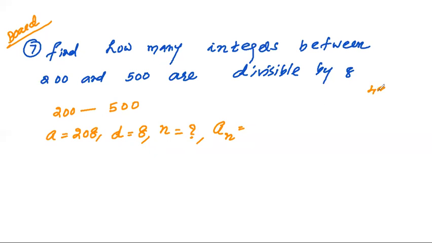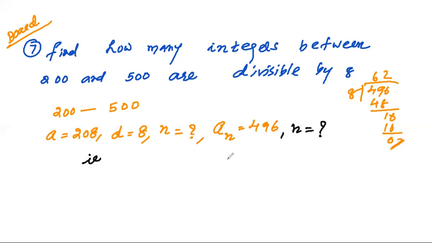You can see that if you divide 496 by 8, what are we getting? 6 8s are 48, then the remainder is 1, 2 8s is equal to 16. So in between 200 and 500, among the numbers divisible by 8, the last number will be 496. They are asking how many integers, which means we need to find the value of n.